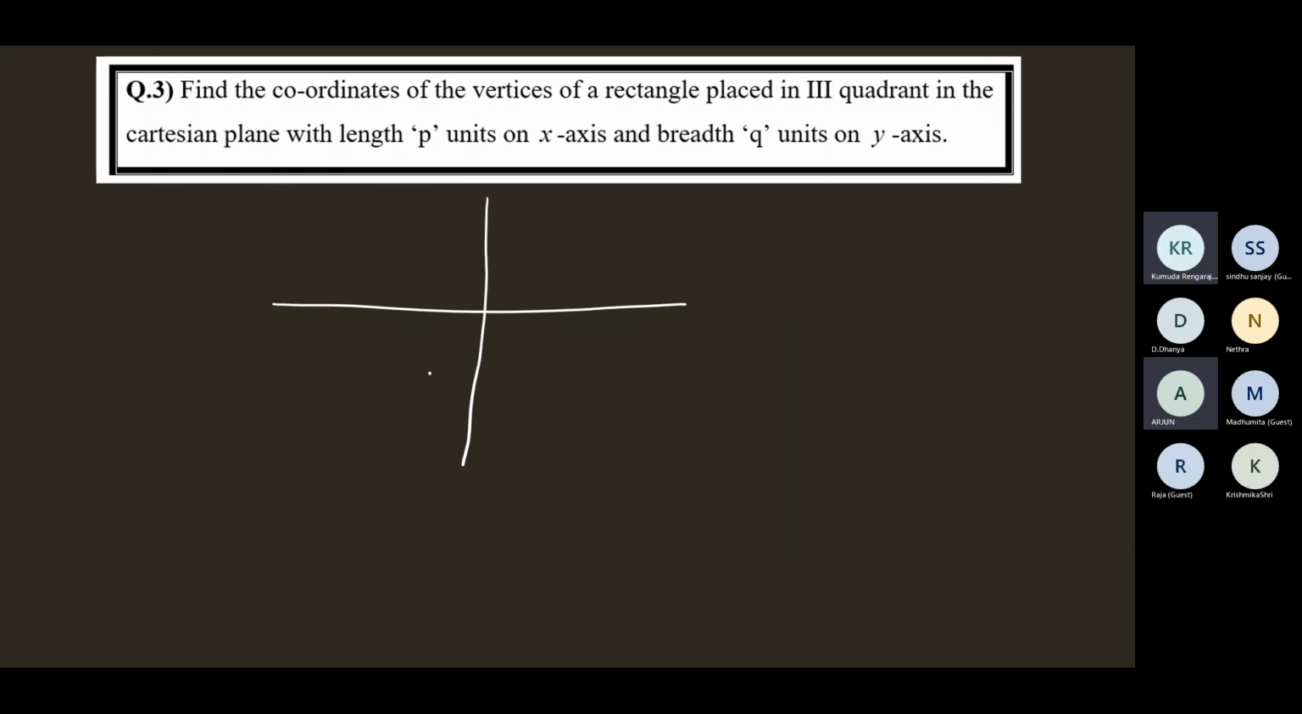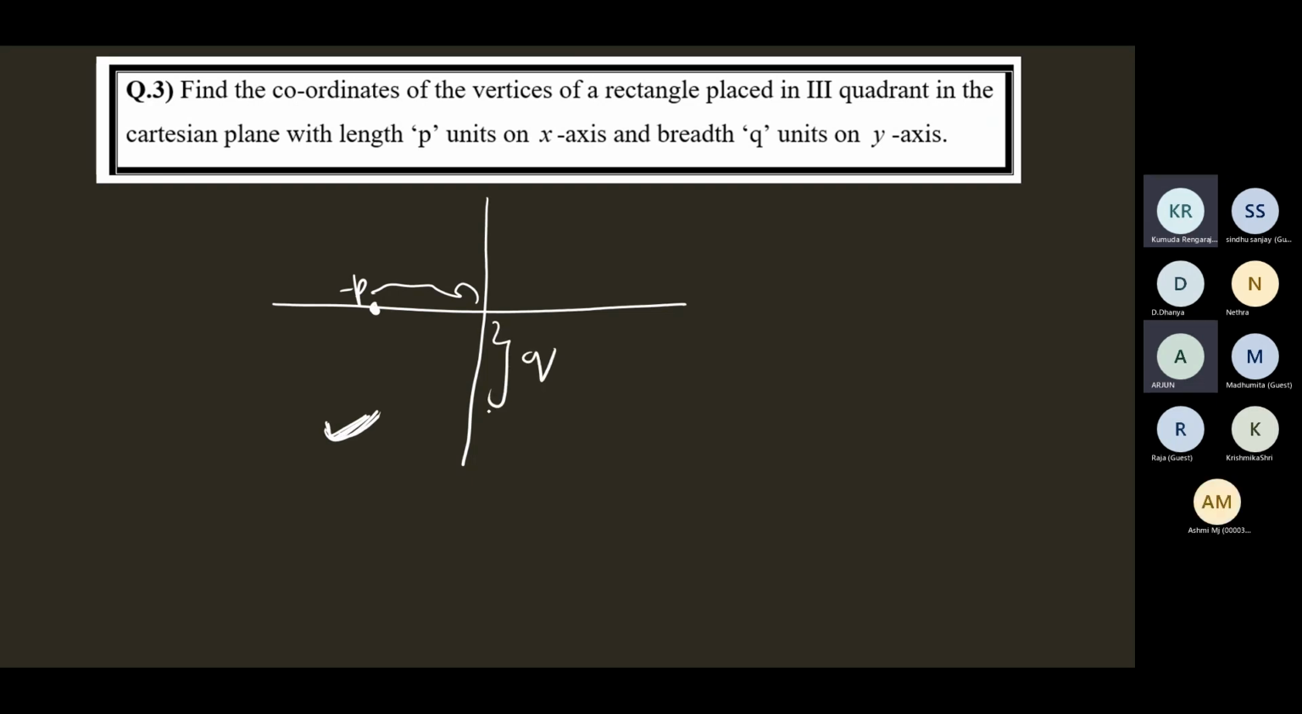Yeah. So the length is P units. But since the rectangle lies in the third quadrant, P units should be from here to here. This is P units. So that means this point is minus P. Breadth is Q units. Third quadrant. So here it is Q units. And so it will be minus Q here, because again, negative side of the y-axis. So this is the rectangle.